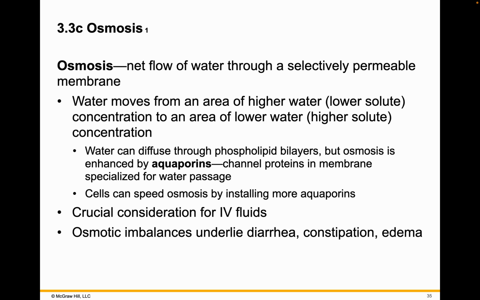Water can go through a phospholipid bilayer, but osmosis is mostly enhanced by a group of proteins called aquaporins that are specialized for water passage. The cell can speed osmosis by installing more aquaporins. Osmolarity and osmosis are a crucial consideration when you're using IV fluids, because osmotic imbalances underlie things like diarrhea, constipation, and edema.